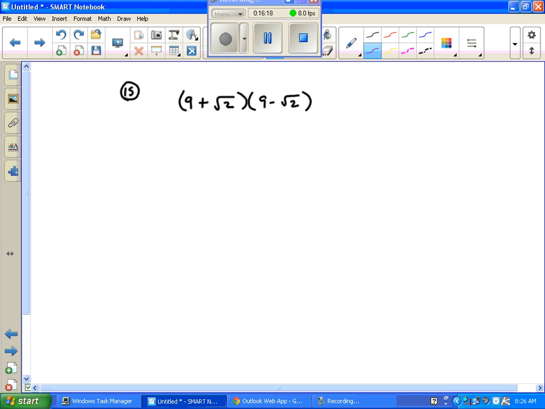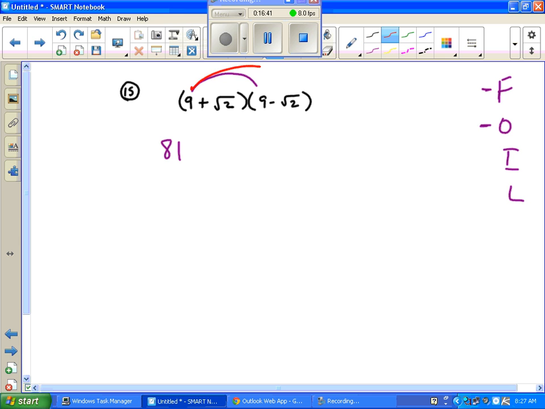15 would be our first FOIL problem. It doesn't say FOIL until a couple of problems later, but you still use that method. You'll notice this one is a conjugate, though, so you can actually skip 2 of the steps, but we'll do them real quick just to show them. Your first 2 terms you want to multiply. 9 times 9 gives you 81. That's F.